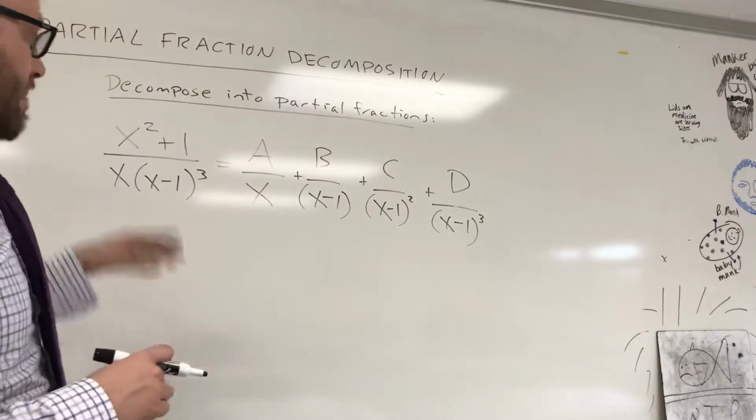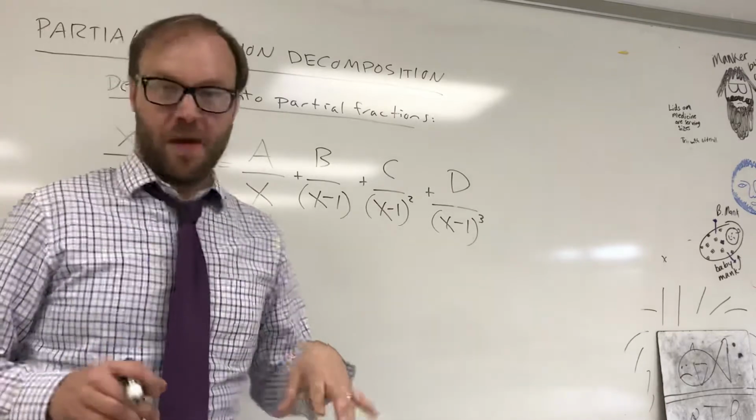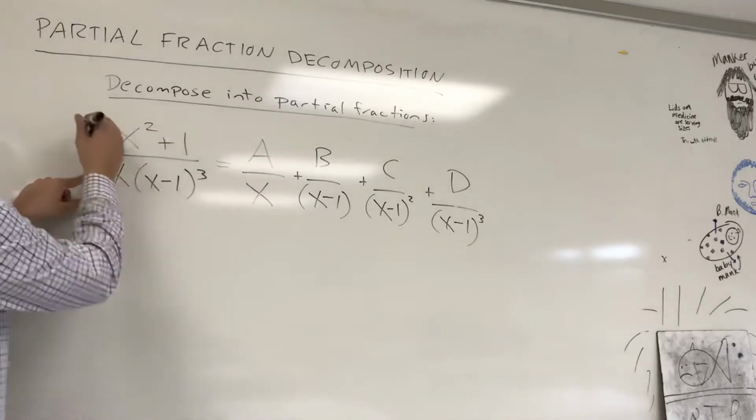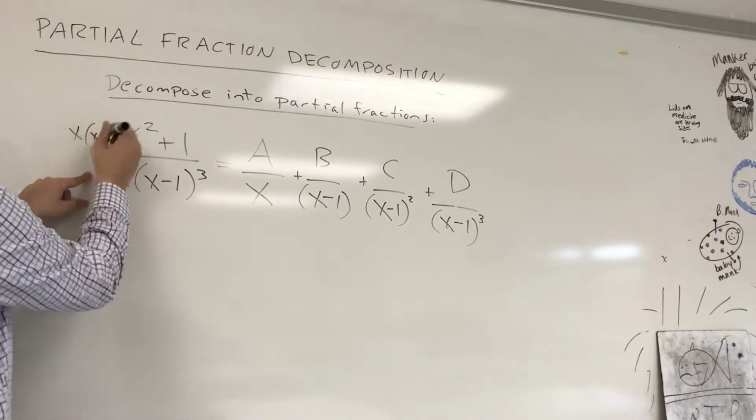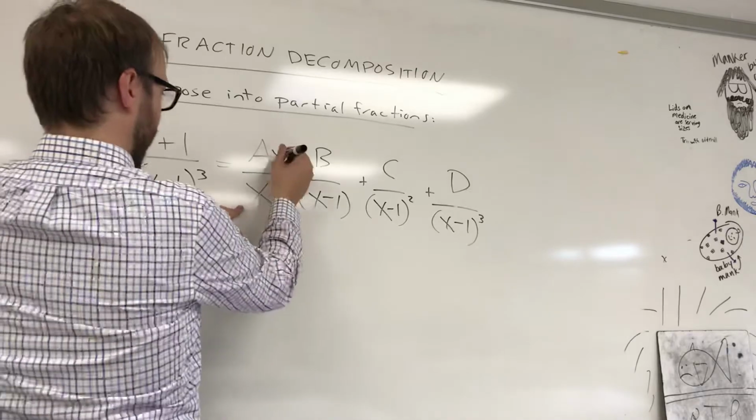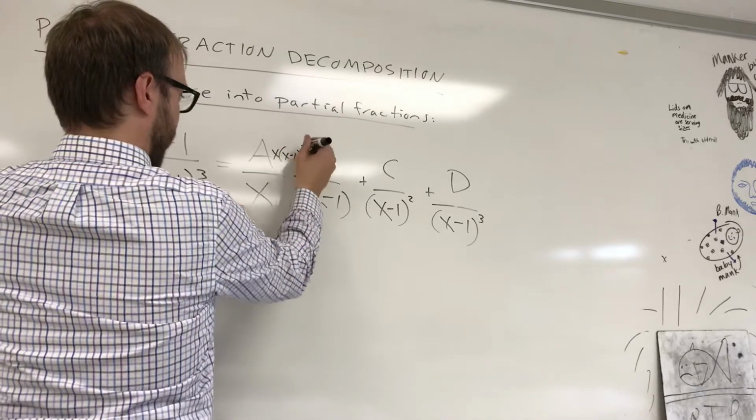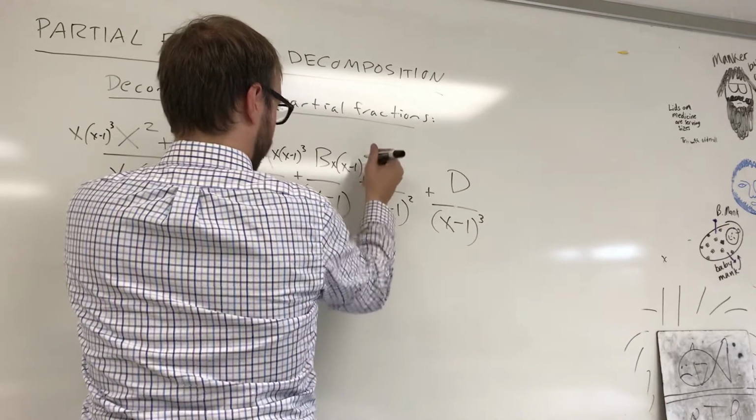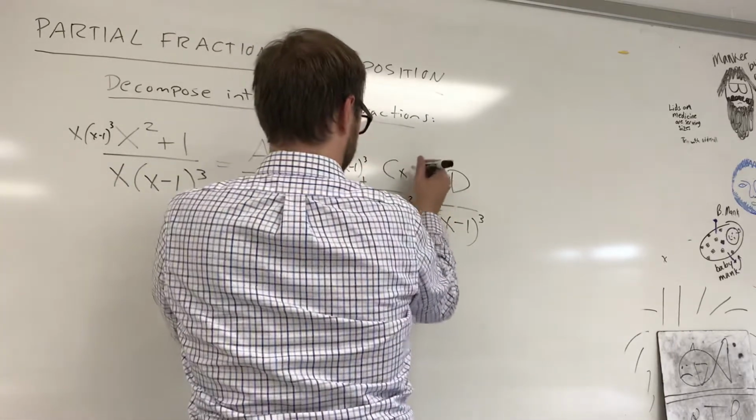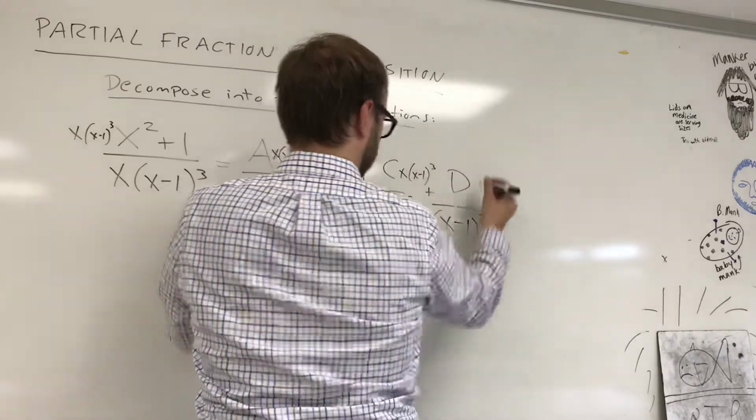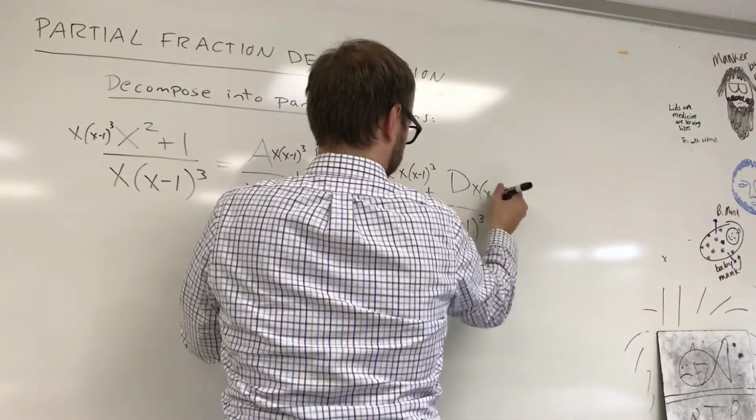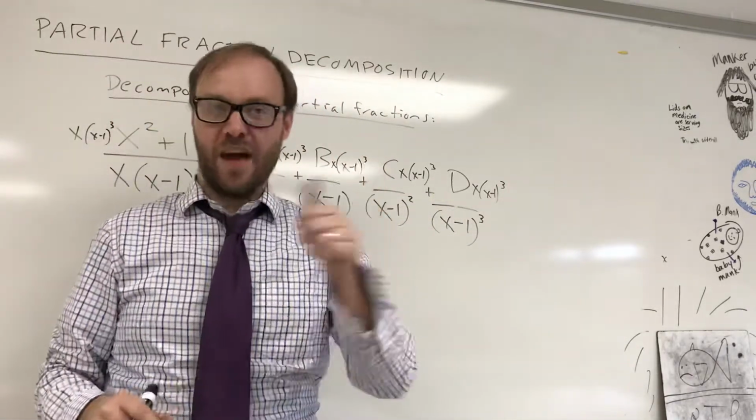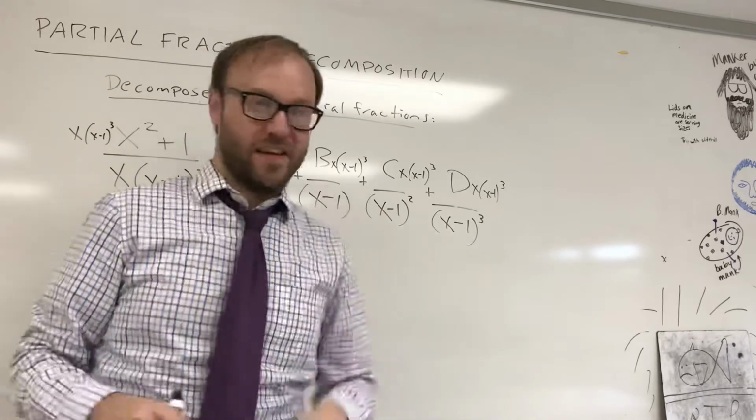Okay, so I'm going to do the same thing I've been doing in the last few problems. I'm going to multiply the numerator by the common denominator. So I'm going to multiply the numerator here by x times the quantity x minus 1 cubed. I'm going to multiply each of these terms by x times the quantity x minus 1 cubed. And the whole idea here is, number one, we'll knock out denominators. Number two, lots of cancellation.